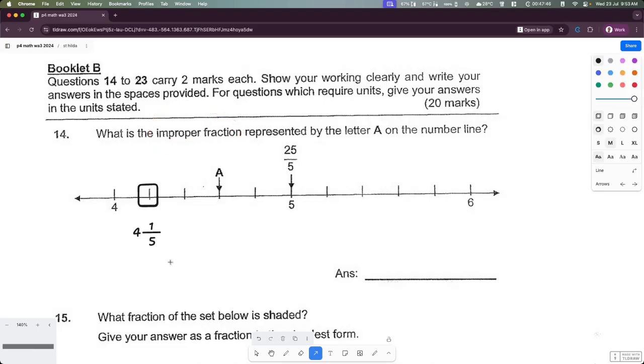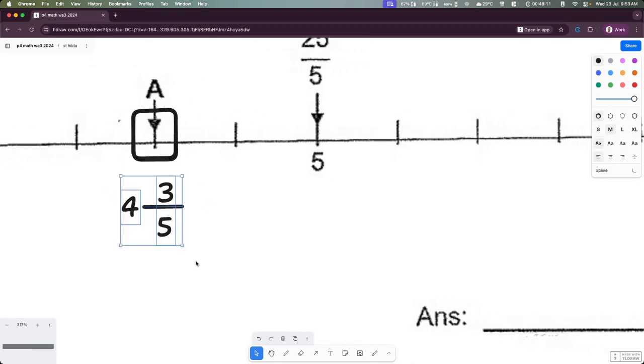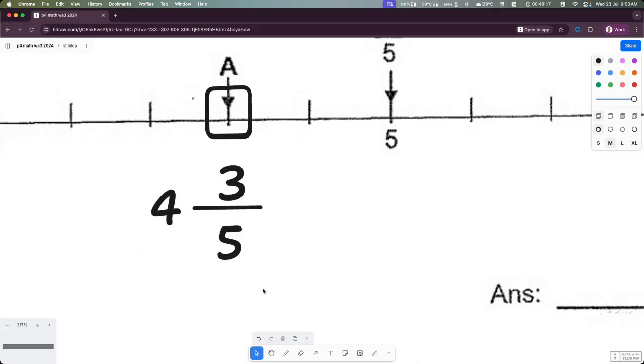So we move here, for this it will be 4 and 2 out of 5. Then we move here to A, which in this case is 4 and 3 out of 5. Then how do you convert this into an improper fraction? This is what we call a mixed number, so we need to change this into an improper fraction. I mentioned it earlier. We have our whole number, and we need to multiply it. So 4 times 5 in this case.